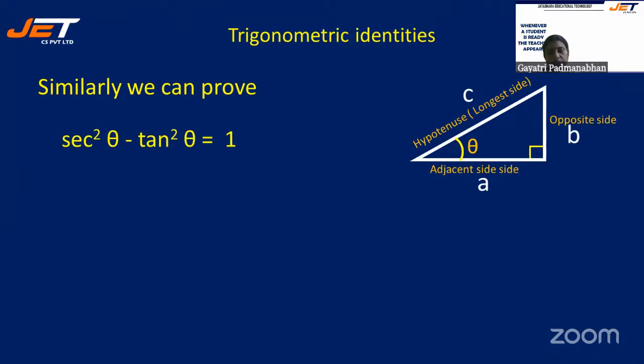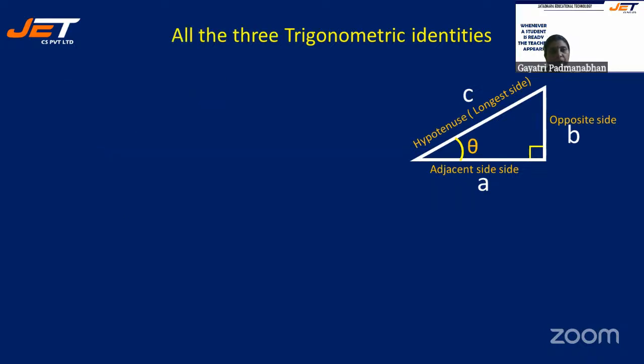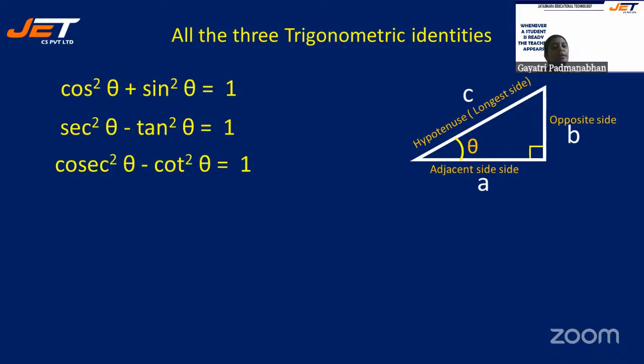Similarly, we can prove secant square theta minus tan square theta is equal to 1. Similarly, we can also prove cosecant square theta minus cot square theta is equal to 1. All these three are very important trigonometric identities. Cos square theta plus sine square theta is 1. Secant square theta minus tan square theta is 1. Cosecant square theta minus cot square theta is 1.